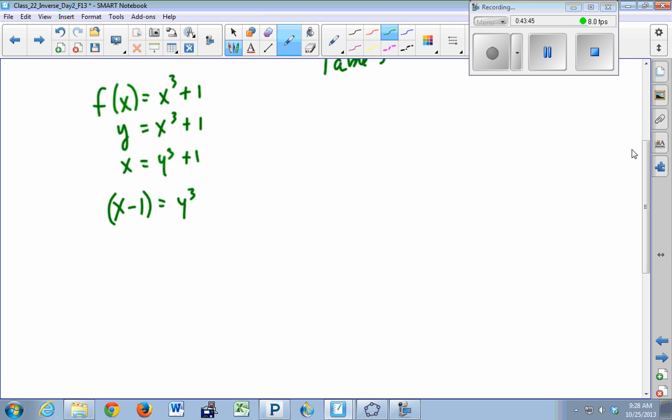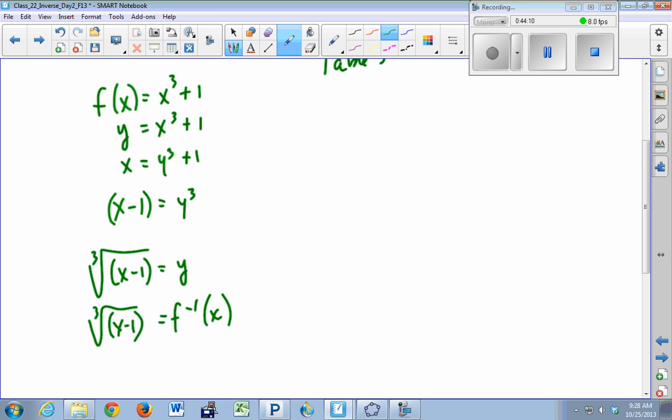Anytime you get more than one term on the left-hand side, that means you got adding and subtracting. Put that thing in parentheses. And now you undo y cubed by taking the cube root of both sides. And now you replace y with f inverse of x, because that's what you have just found, the inverse. Okay. So good. All right.